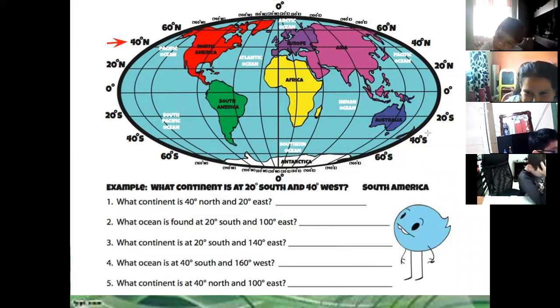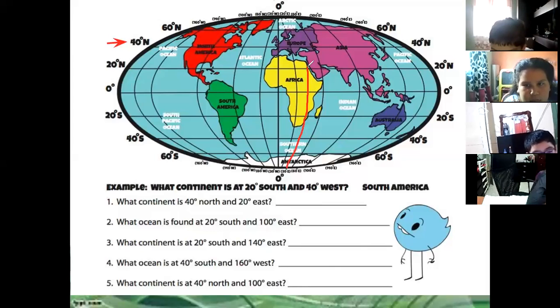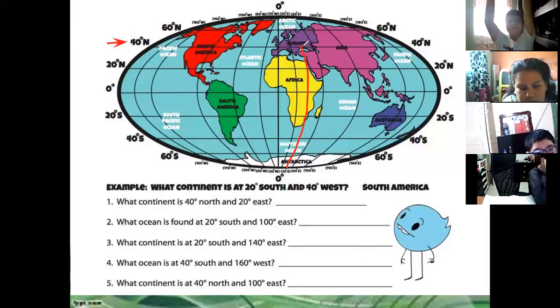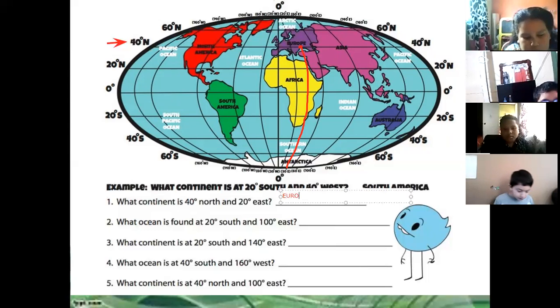Miss, I think I found it. 20 degrees east is this, the numbers in parentheses. Here, 20, so 20 is here. I got the answer. So, Miss, what continent is at 40 degrees north? Europe. So the continent that is 40 degrees north and 20 degrees east is Europe. See, this is how we do it.